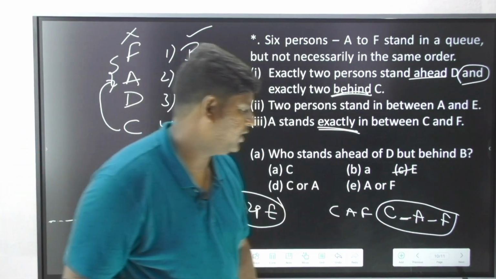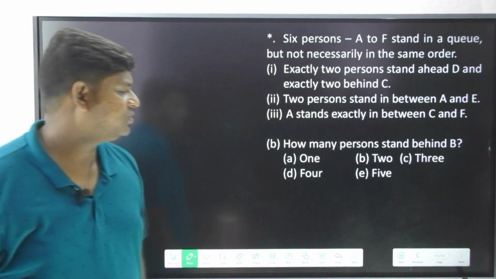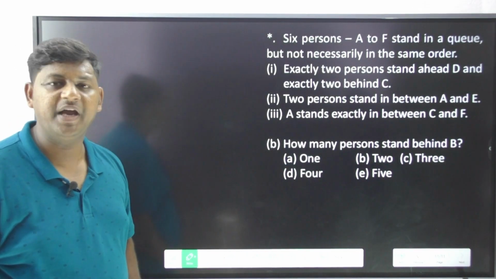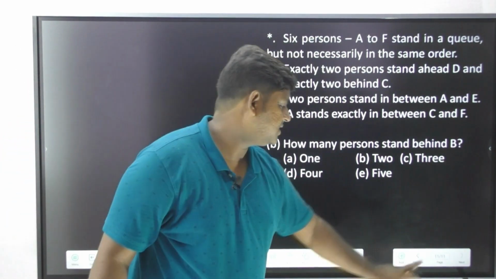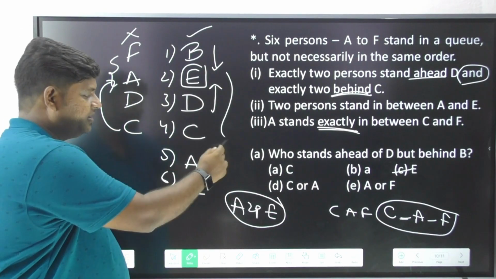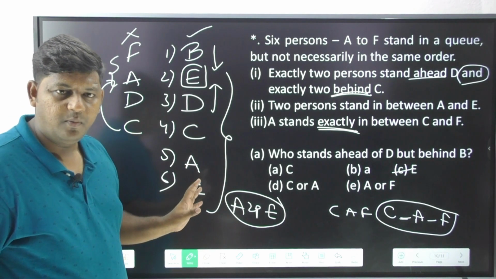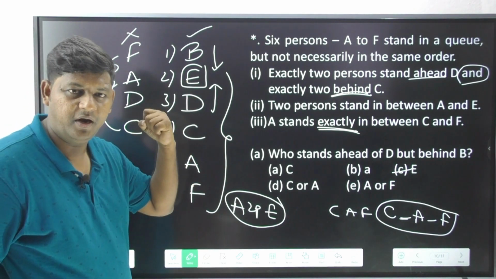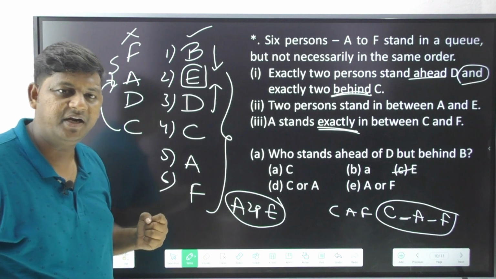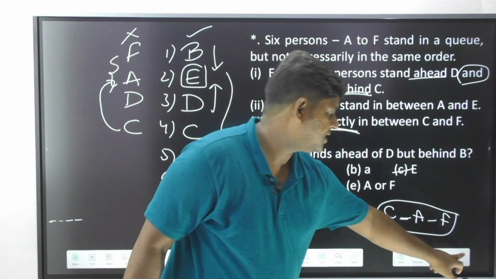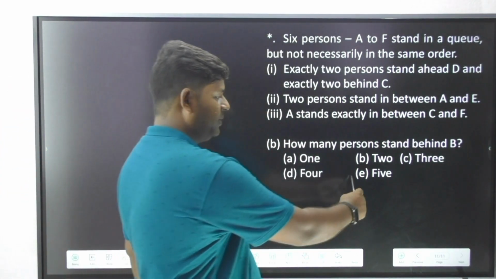Am I clear? Now let us observe the next question. How many persons stand behind B? How many persons are actually standing behind B? How many are there? 5 members are there. Out of 6, B is occupying position number 1. So how many are going to stand behind B? Obviously 5 persons, that is your option E.